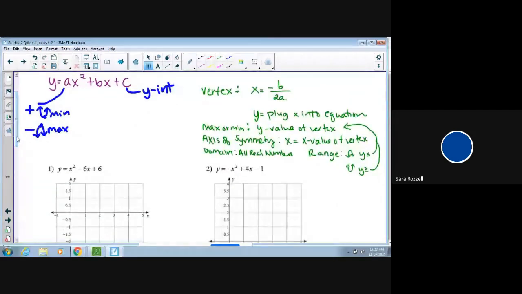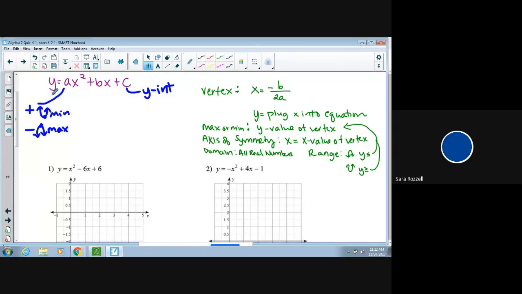All right, so the first one we're going to do is y equals x squared minus 6x plus 6. This isn't in vertex form. We can't just say it shifts up and down this way because it doesn't have the parentheses or anything. This is in standard form, so we'll first look at the beginning and the end to see what that tells us. And then we'll find our vertex using our formula.